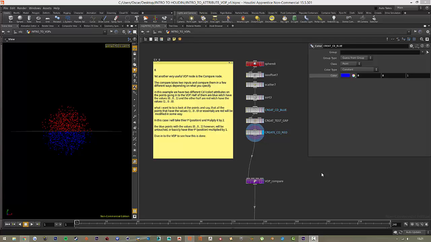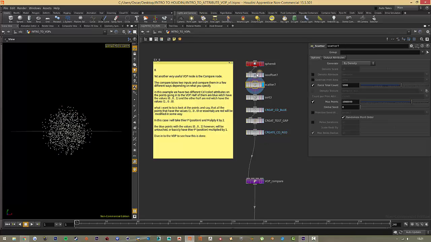Okay, this is example 8, and in this example we're gonna take a look at the compare node inside of the VOP and kind of what we can do with this and how to work on the points with that. But first of all, I want to just do two things. I want to group and I want to color some points here. So let's start from the beginning.